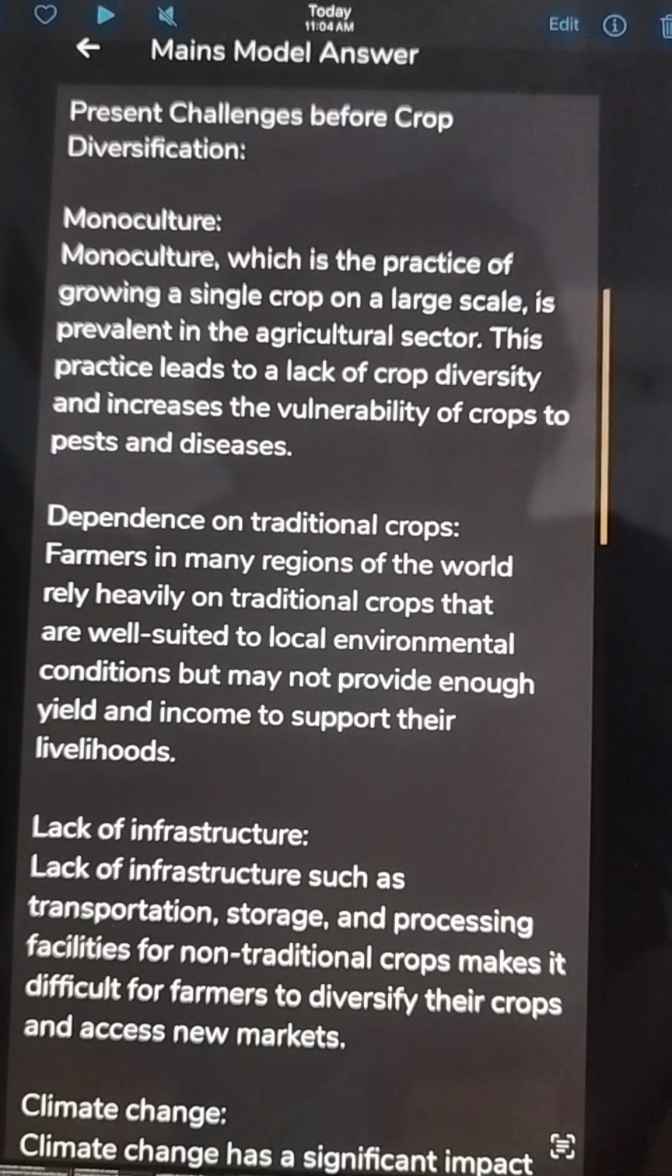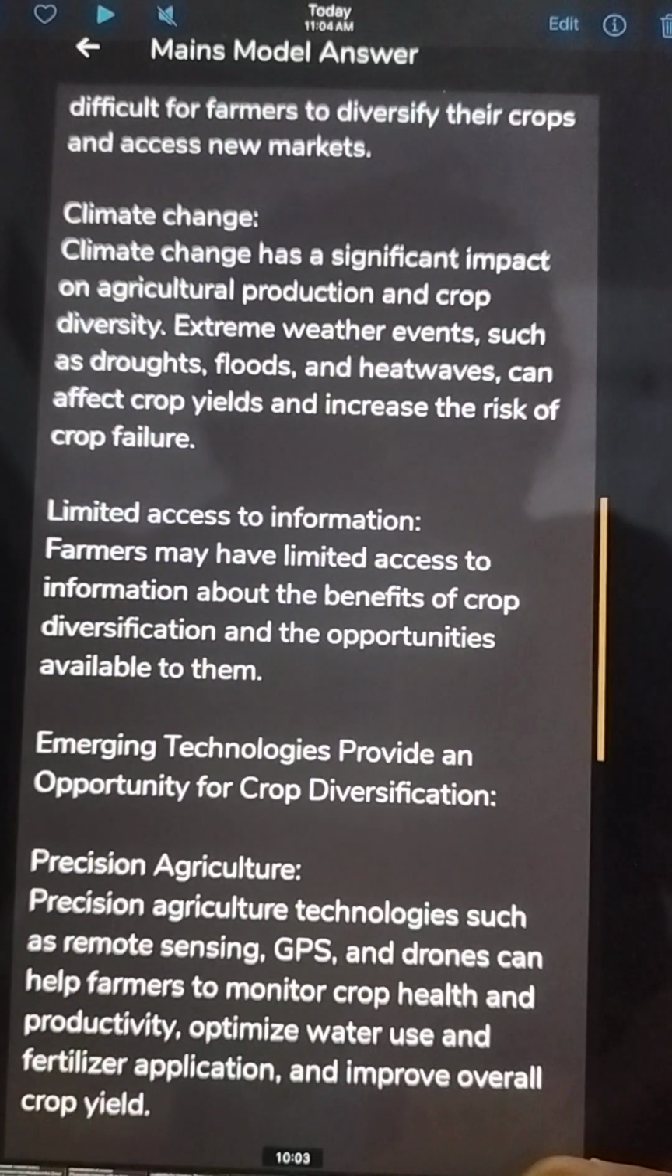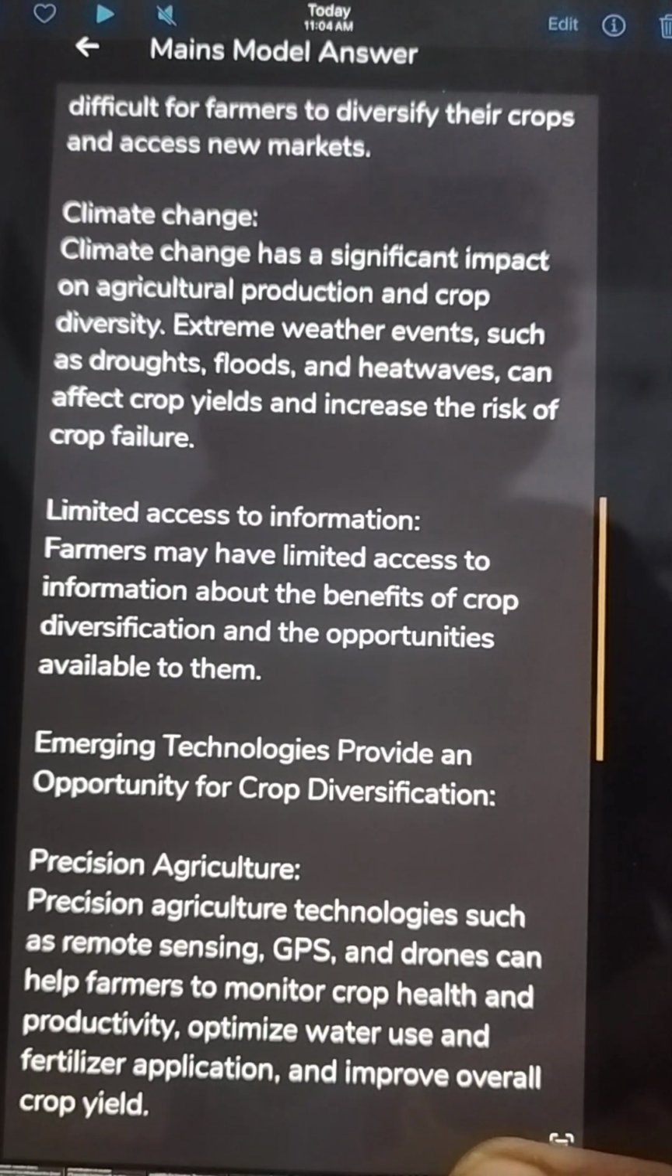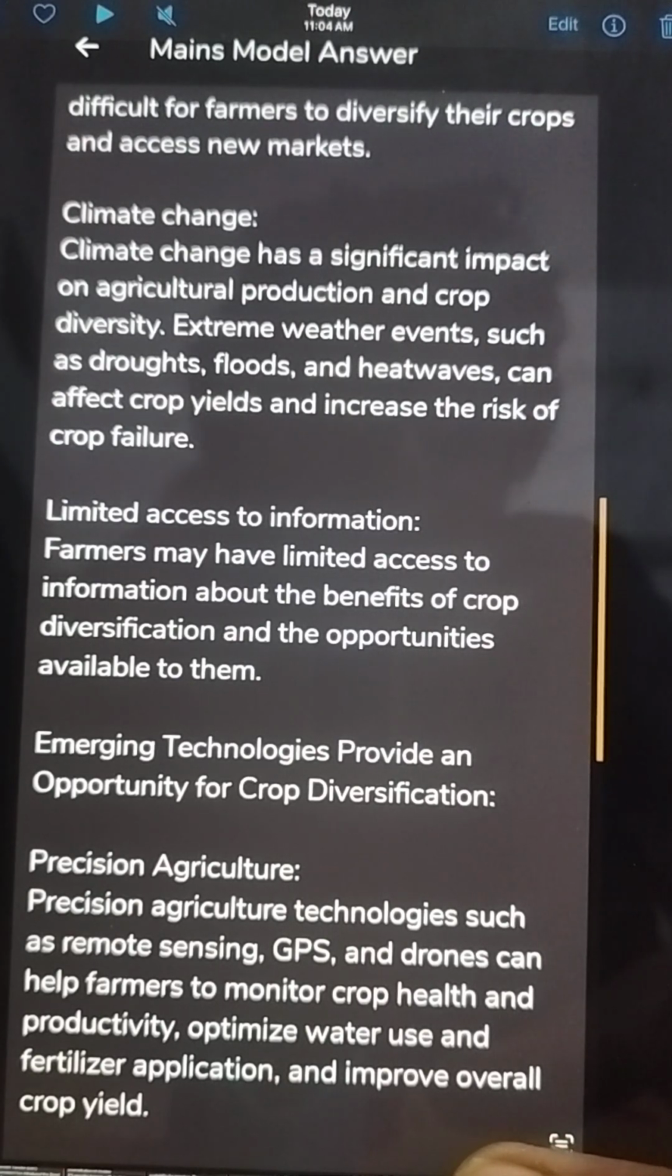Then comes lack of infrastructure. Lack of infrastructure such as transportation, storage, and processing facilities for non-traditional crops makes it difficult for farmers to diversify their crops and access new markets. Then comes climate change. It has a significant impact on agriculture production and crop diversity. Extreme weather events such as droughts, floods, and heat waves can affect crop yields and increase the risk of crop failure. Then comes limited access to information. Farmers may have limited access to information about the benefits of crop diversification and the opportunities available to them.